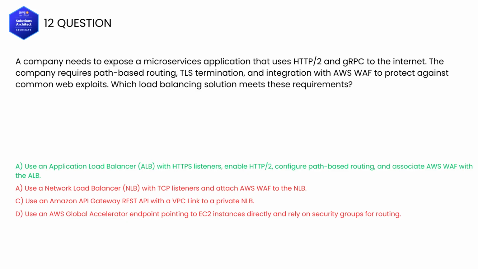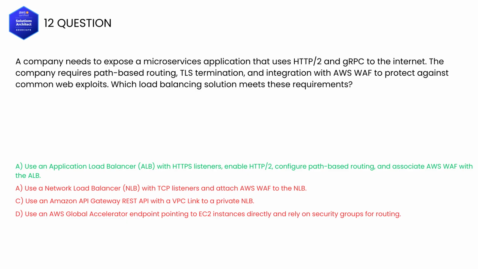C is incorrect because this adds additional components and can be valid in some designs, but it's not the most direct fit when the requirement specifically calls for path-based routing and WAF at the load balancer layer. It also introduces higher operational and cost overhead than a direct ALB for simple exposure.